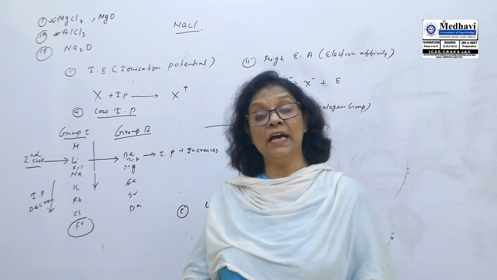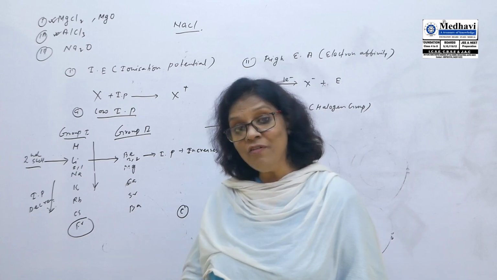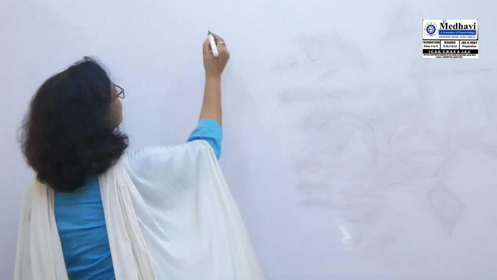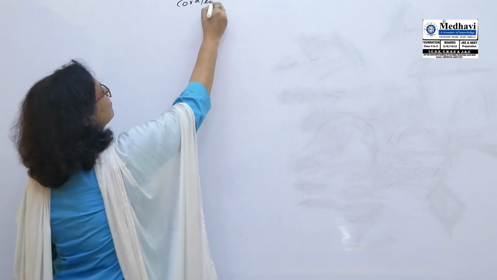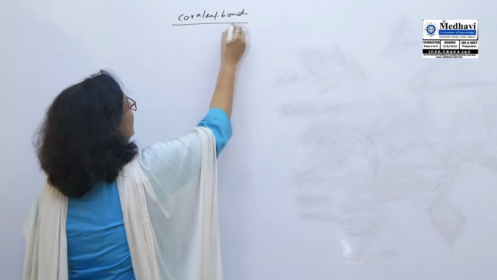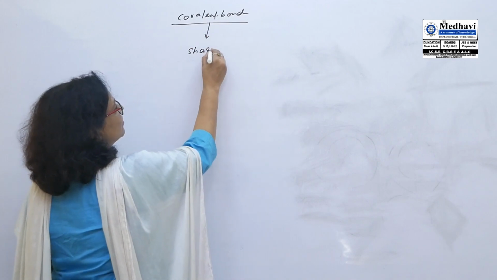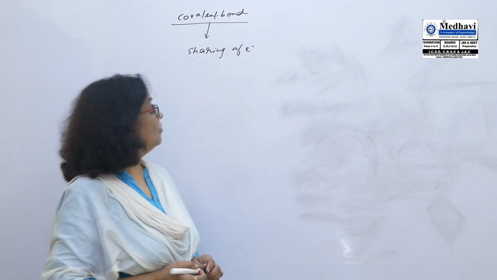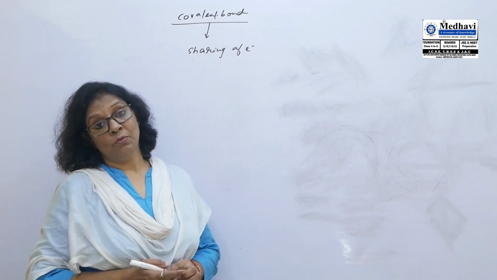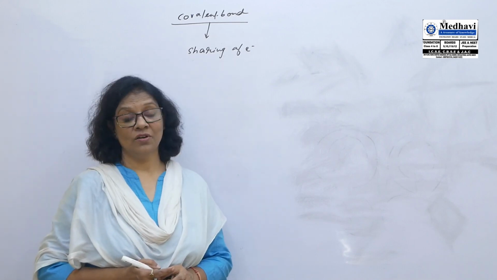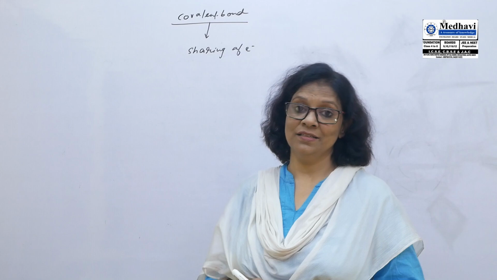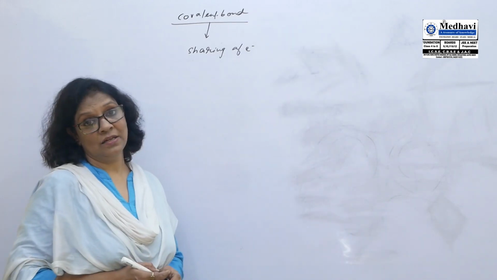Now, I will introduce another type of chemical bond, that is the covalent bond. The second type of chemical bond is the covalent bond, where sharing of electrons takes place between two atoms. Sharing means both atoms must have a deficiency of electrons. Both atoms must have fewer electrons than an octet. That's why sharing takes place between two atoms.